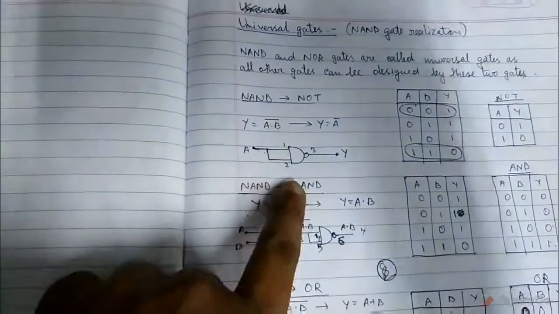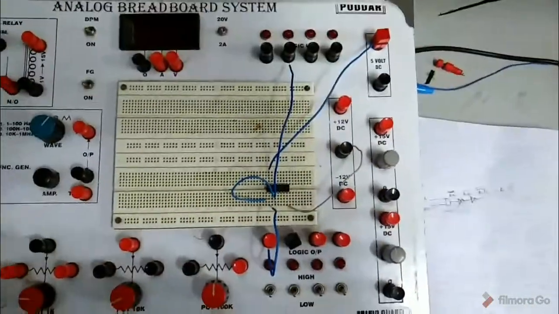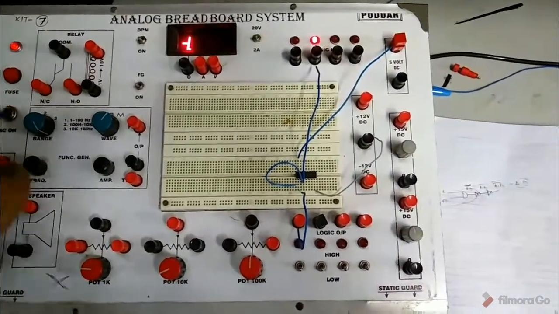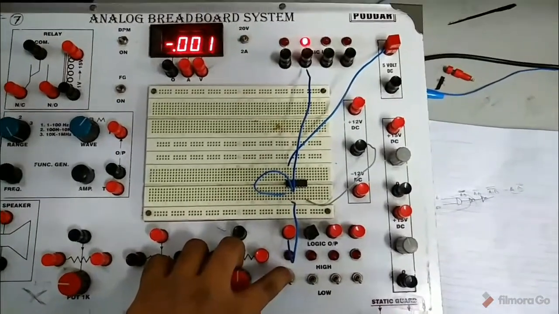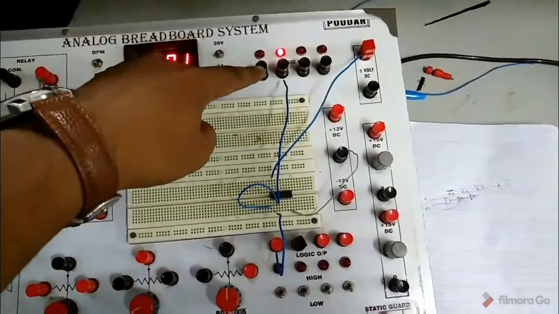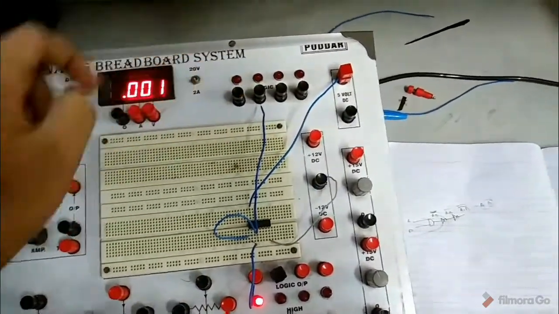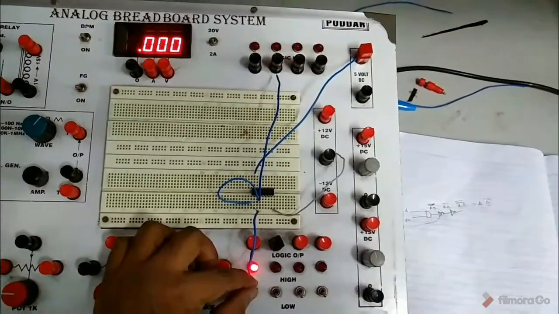First circuit is NOT gate. The NAND gate has been connected as a NOT gate. Let me switch on the kit and see. Here I have only one input. If the input is 0, output is 1. When the input goes high, output is low. So this is the characteristic of a NOT gate.